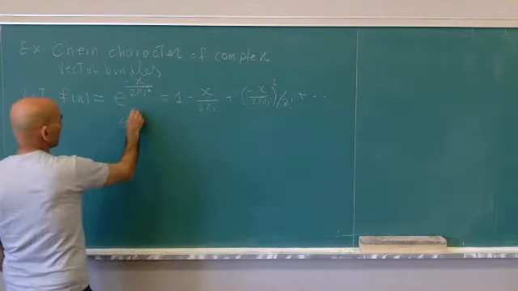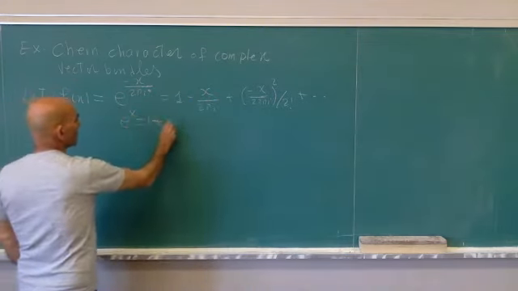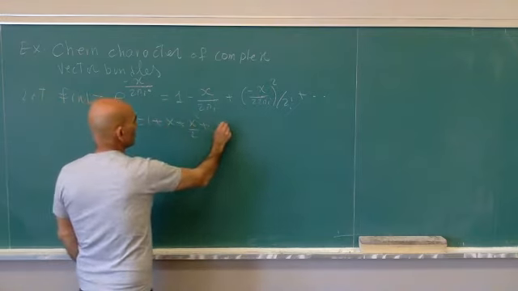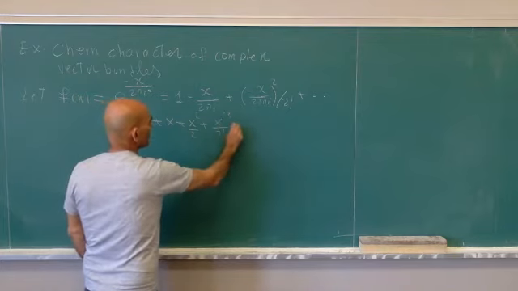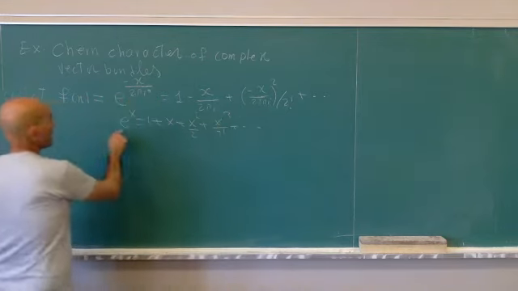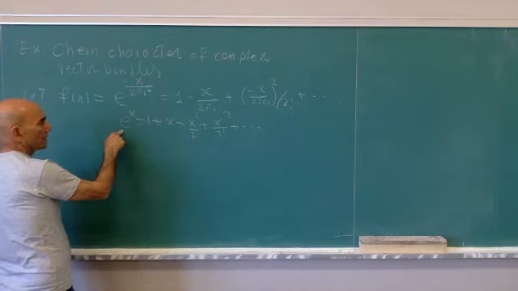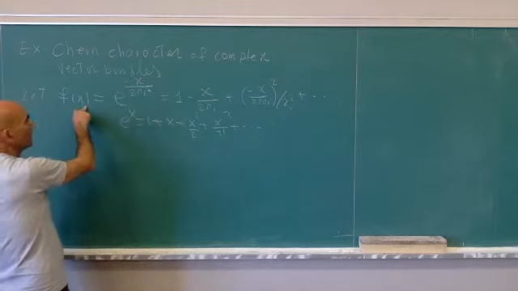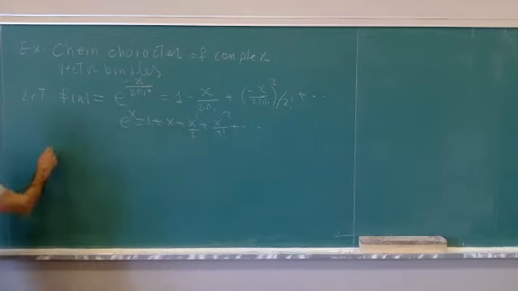Remember, we are using the fact that e to the x equals 1 plus x plus x squared over 2 factorial, plus x cubed over 3 factorial, and so on. That's the calculus expansion, the Taylor expansion of e to the x, and I'm just using it for my f, the first one is this one.